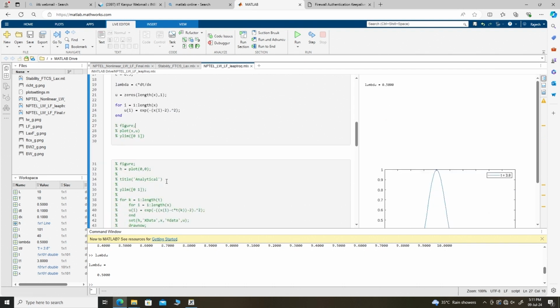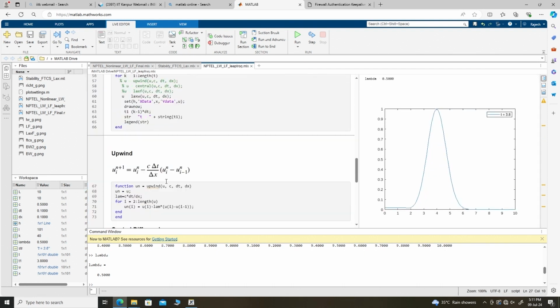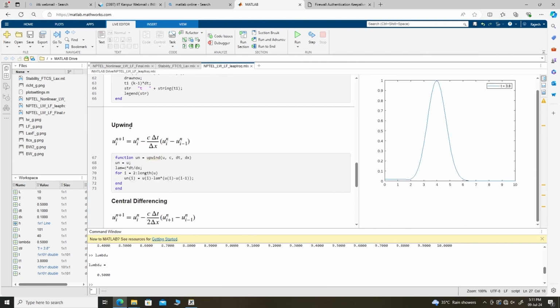Okay, and now I have written the code for different schemes. Here you can see this is the upwind scheme, c delta t by del x, u i minus 1 n. So I am using c delta t by del x equal to lambda. This is very simple code. Go from 2 to length of u, basically the total size.